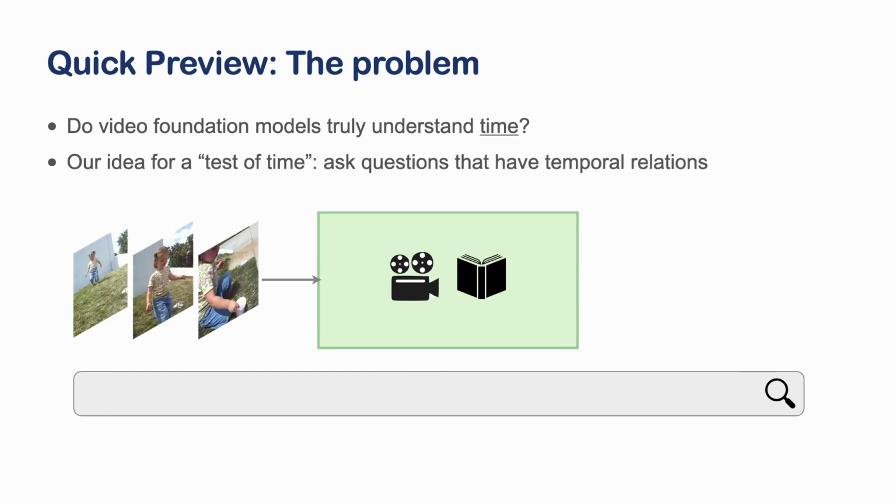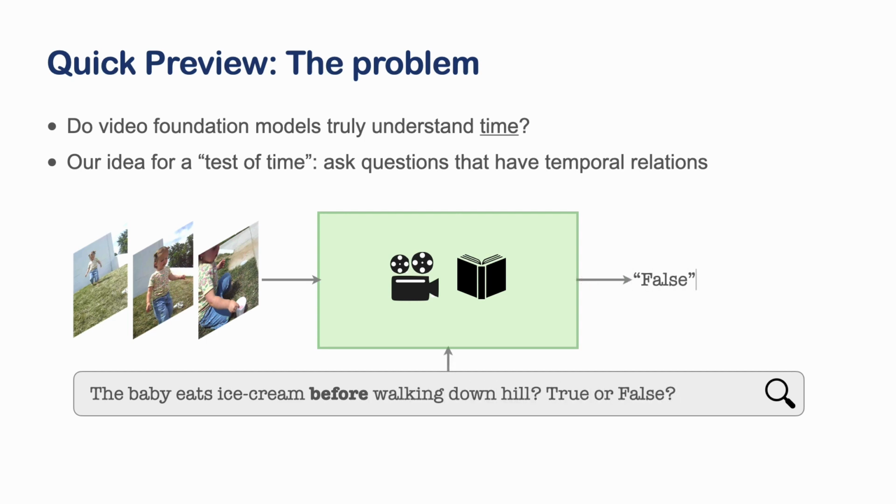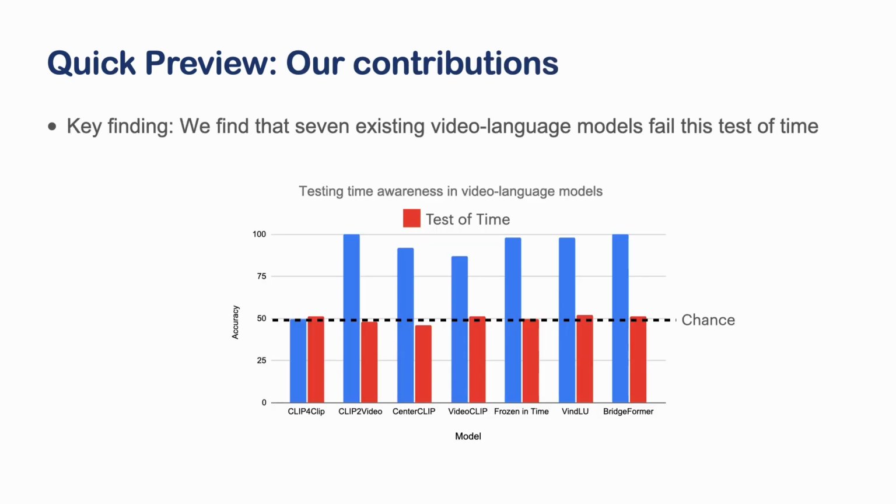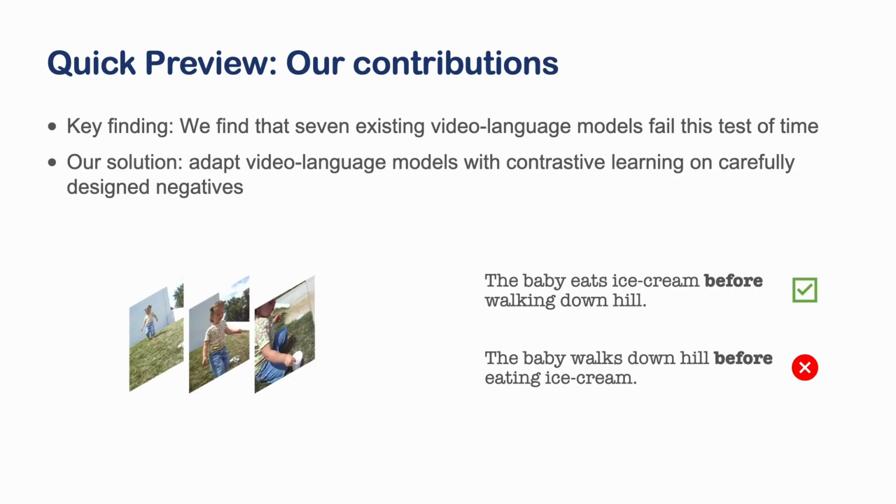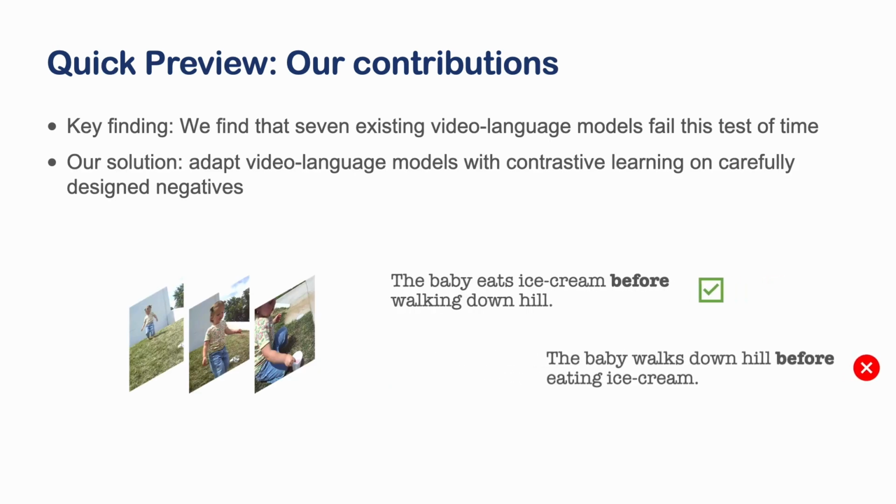Specifically, we consider temporal relations in language and ask if video foundation models correctly interpret and ground these in video data. We call this the test of time. We find that 7 existing models fail this test of time. Then we propose a simple recipe based on contrastive learning to instill this sense of time in a model without pre-training from scratch.